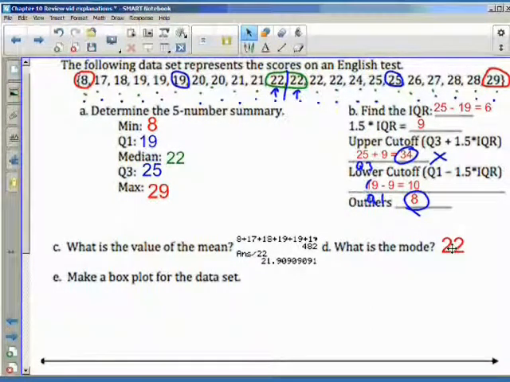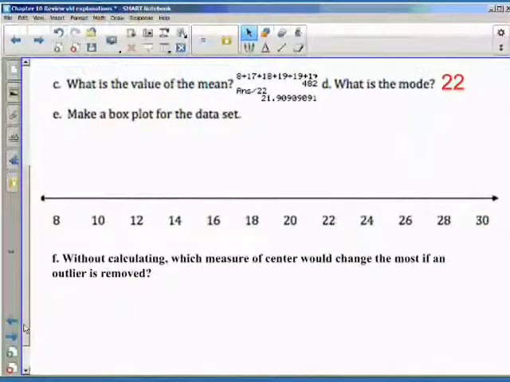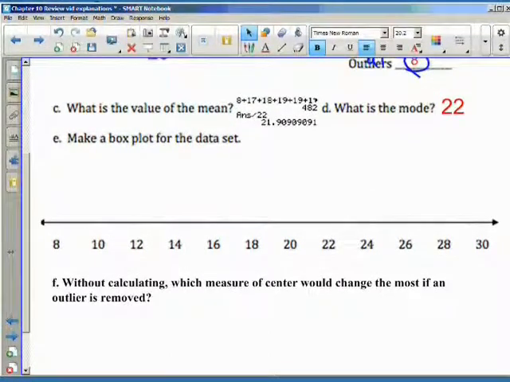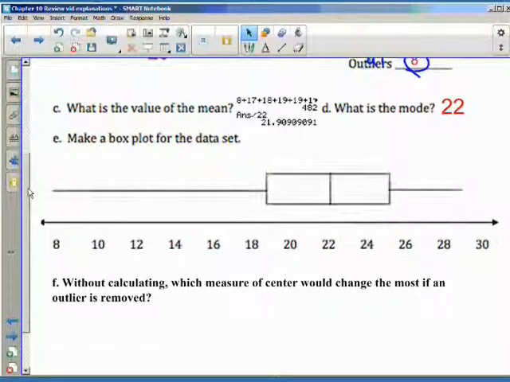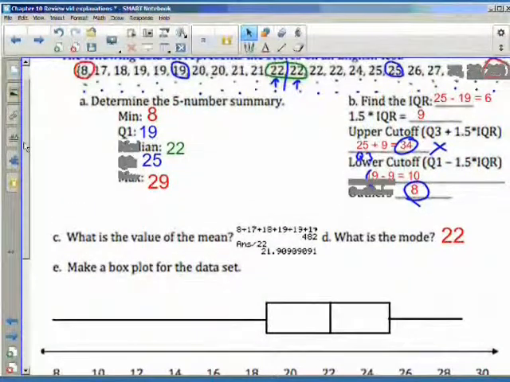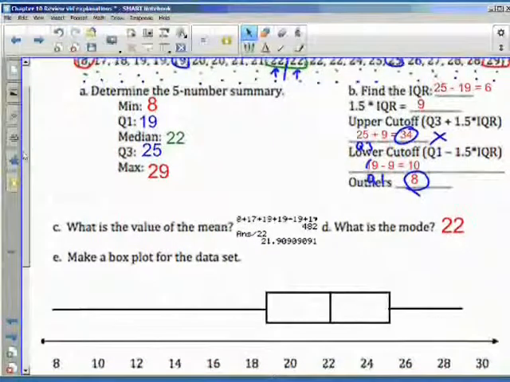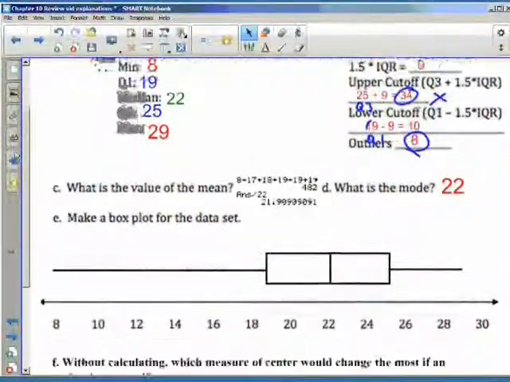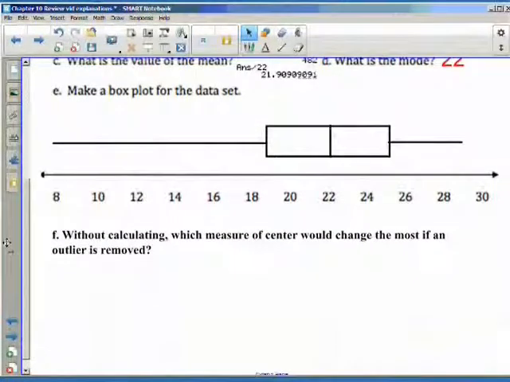There's no others. All right, and then last, let's make a box and whisker plot, or box plot, for the data set. If you do that, take your 5-number summary and plot the data on the number line. We see that the values 8 and 29 obviously show up. And then if we look down here, 25 and 19 are Q3 and Q1, and the median right there in the middle at 22.